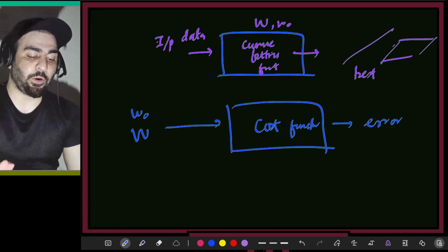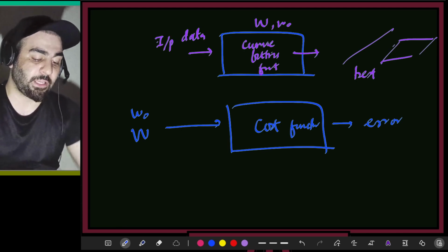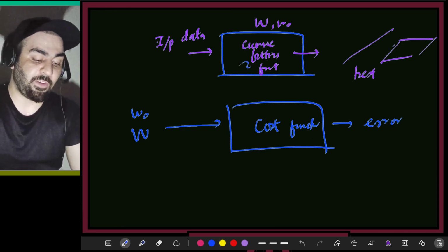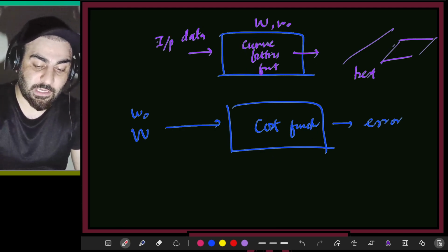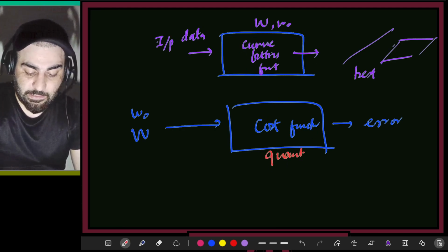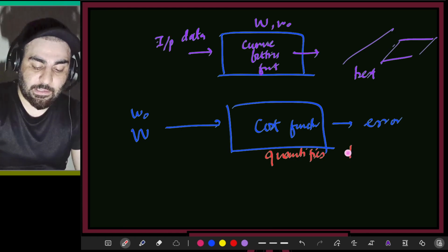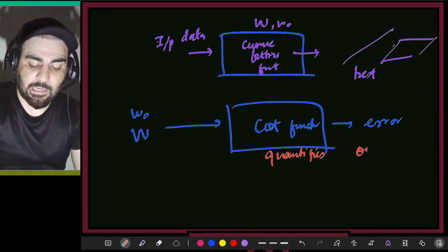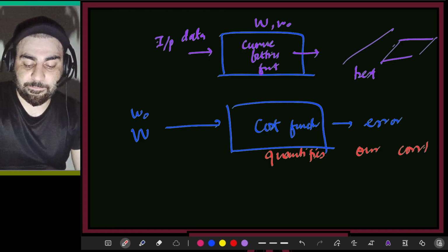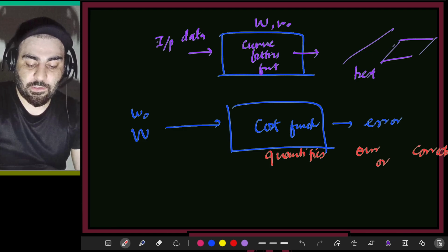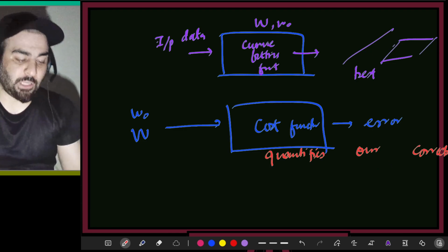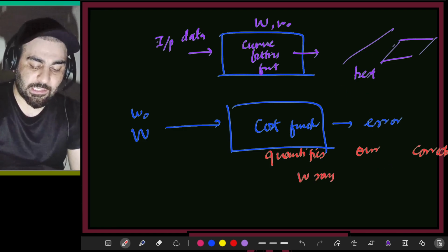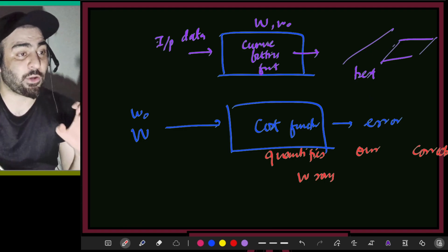This is really important to understand, because sometimes we mix up these two things. The cost function basically quantifies our correctness or wrongness. So how much correct are we, or how much wrong are we? This is the quantification of that. The cost function is basically the quantification of that thing.